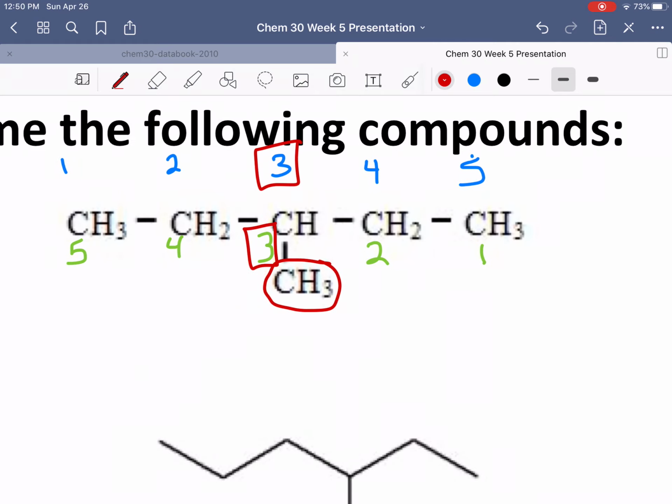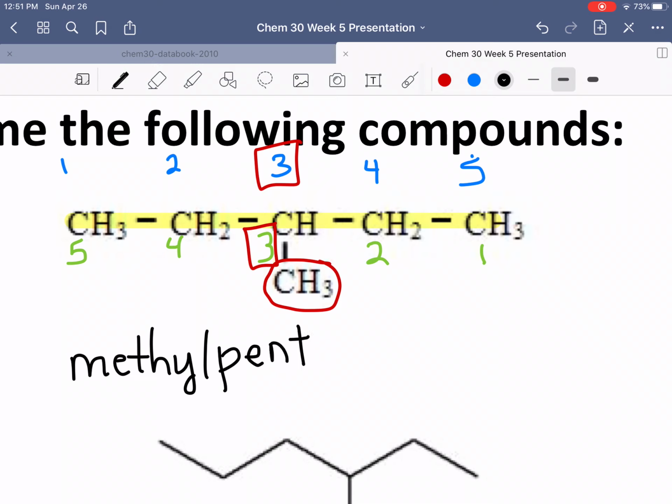Our side chain is single carbon, which makes it methyl. That's the prefix. My parent chain, I'll highlight it here, is like that. 5 carbons. That means that I'm going to have to use pent. Okay, there's no space. It goes right beside the methyl, but pent for 5. These are all single bonded carbons, so ANE at the end. Methyl pentane.